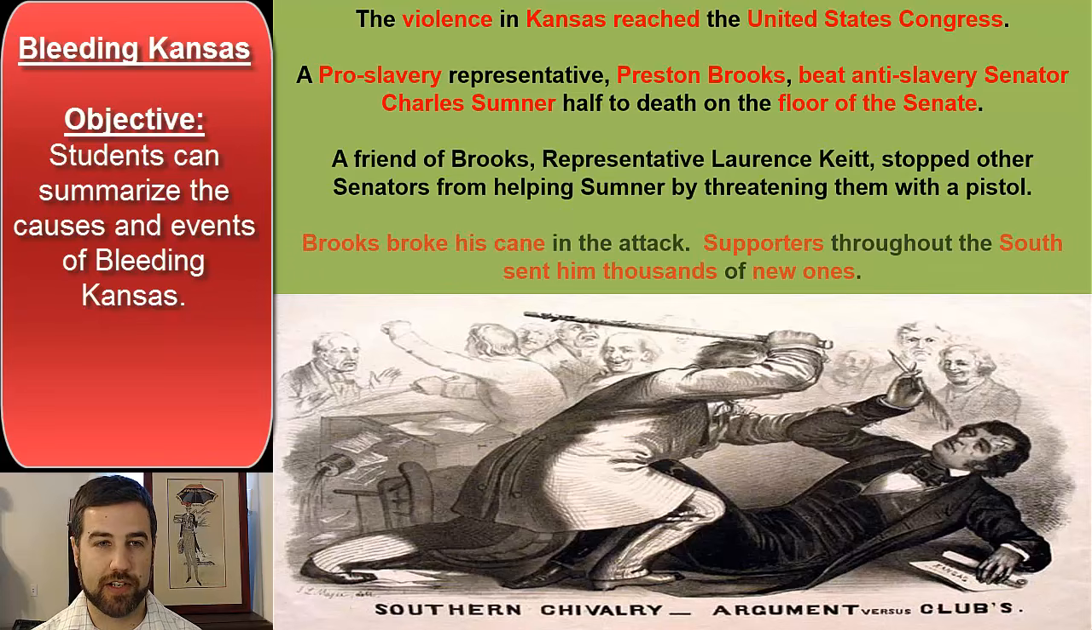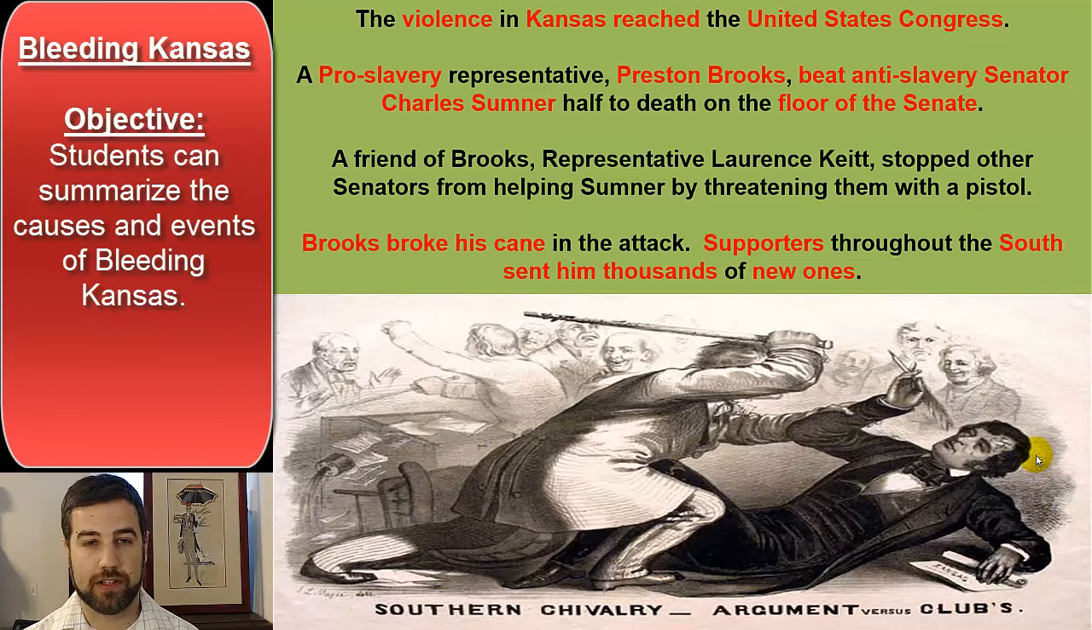And so a friend of Preston Brooks, Representative Lawrence Keitt, is there, stopping the other senators from helping Sumner by threatening them with a pistol. And Brooks ends up breaking his cane in the attack, and so supporters throughout the South will send him thousands of new ones. So Charles Sumner here, you can see his injuries on his forehead right here. He is going to be hospitalized for a number of years since he was severely injured in these attacks.